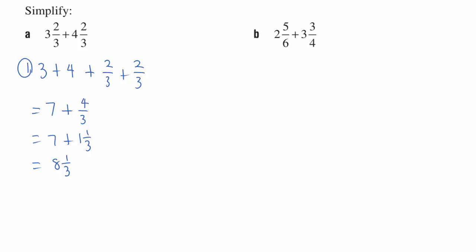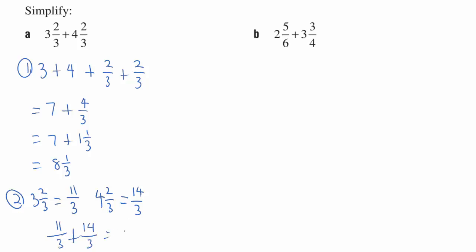In our second method, we convert each of our mixed numbers into an improper fraction. In this case, 3 2/3 becomes 11/3, and 4 2/3 becomes 14/3. Adding 11 over 3 and 14 over 3 gives us 25 over 3, which is equivalent to 8 1/3.